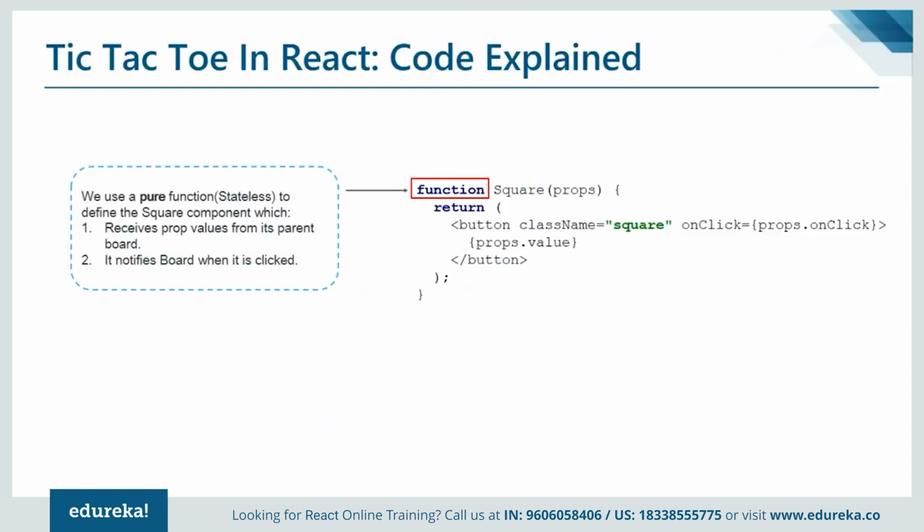Then we created a pure function with the name square to define the square component. This function receives prop values from its parent, board. So the parent is board. It notifies board when it is clicked.